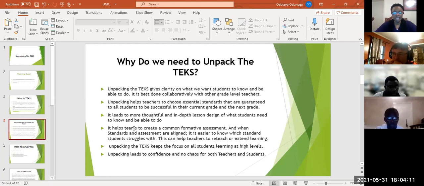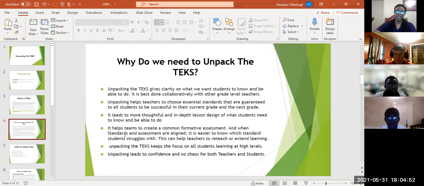It helps teams to create a common formative assessment. When you teach a TEKS, your assessment should be in alignment with the TEKS that you taught. And when standard and assessment are aligned, it is easier to know which standard students struggle with. This can help teachers to reteach or extend learning. You reteach for the students that are struggling, and you can extend learning for your tier 1 students.